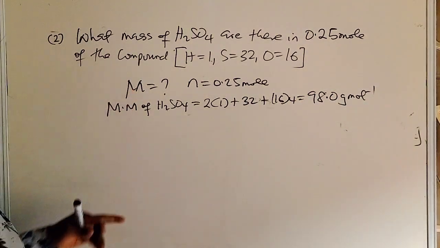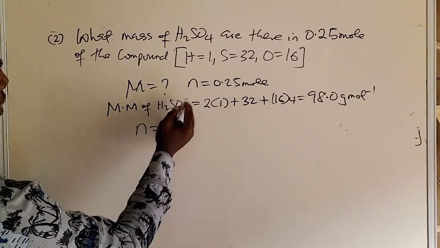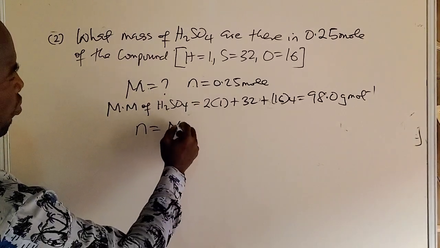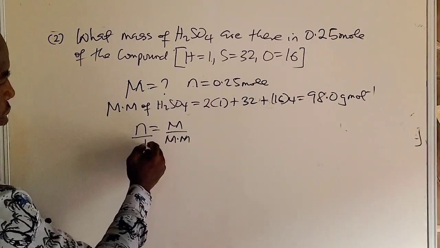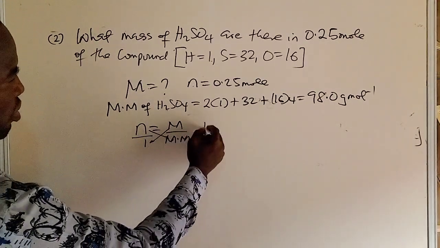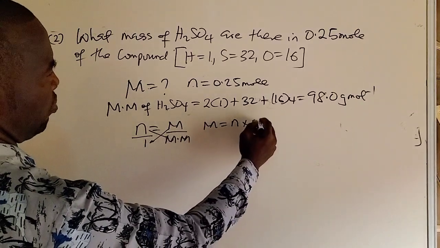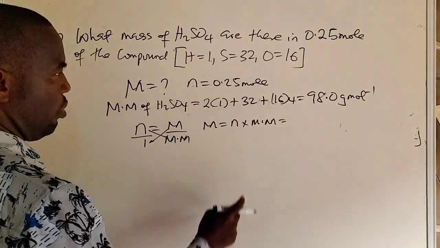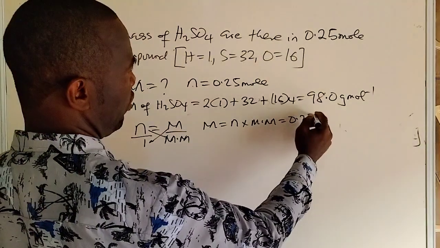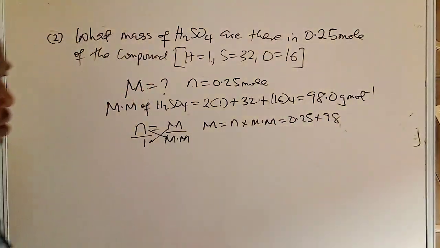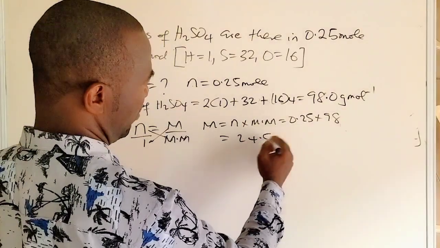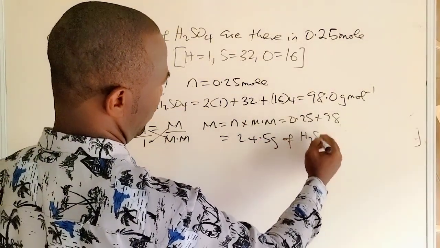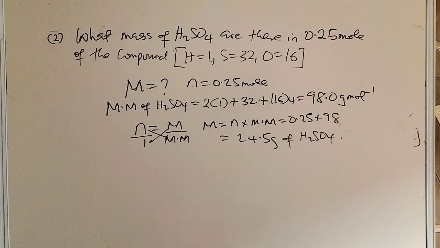So we're looking for mass. The relationship that connects the three of them is n equals mass over molar mass. We make mass the subject by cross multiplying. So mass becomes mole times molar mass. The value of the mole is 0.25. Our molar mass is 98. So multiply 0.25 by 98, we get 24.5 grams of H2SO4 acid as our answer.